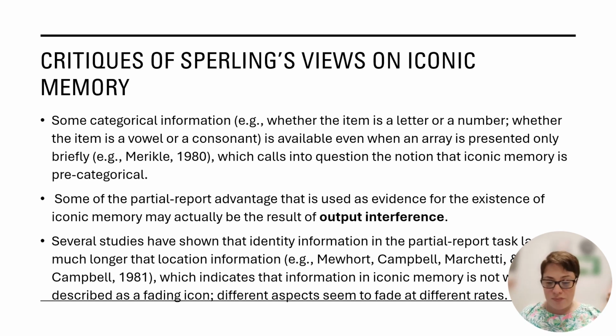This is the study that Miracle in 1980 showed: if you ask people to report which of those are numbers and which of those are letters, even if they're only presented very briefly, people can do that, right? So that suggests that information in iconic sensory memory isn't entirely pre-categorical and it's been processed to some extent, okay?